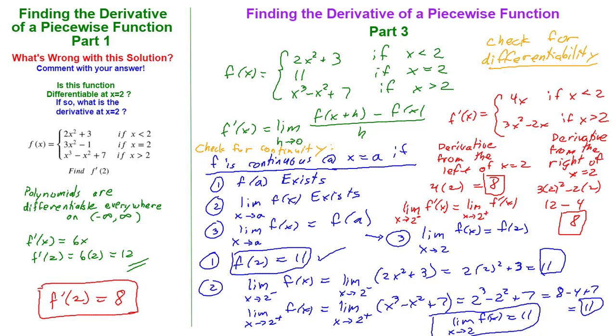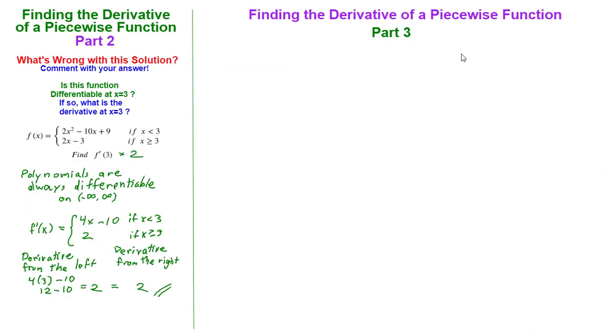So we'll go on to part 2. So now we'll look at the correct solution for part 2. In this one, again, we had a piecewise function, and we were determining, is the function differentiable at x equals 3? If so, what is the derivative at x equals 3? So what we did in the incorrect solution was, we said polynomials are always differentiable for all real numbers or on negative infinity to infinity.